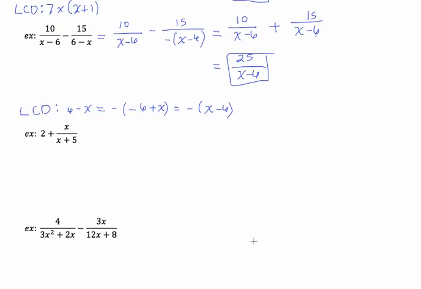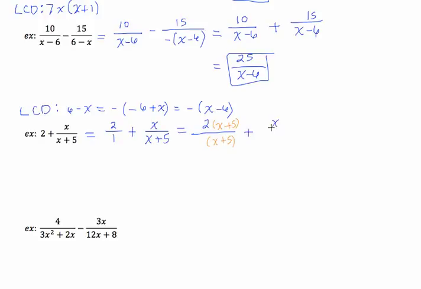And let's do another one here. We want to add 2 to x over x plus 5. Well, this is different because 2 is not a fraction, but we can rewrite 2 as a fraction if you want to. Just write it as 2 over 1. Okay, so what is the lowest common denominator between 1 and x plus 5? Well, it's just x plus 5. So we'll multiply the first fraction by x plus 5 over itself. And I'm going to go ahead and multiply it in without writing it as a separate fraction here.